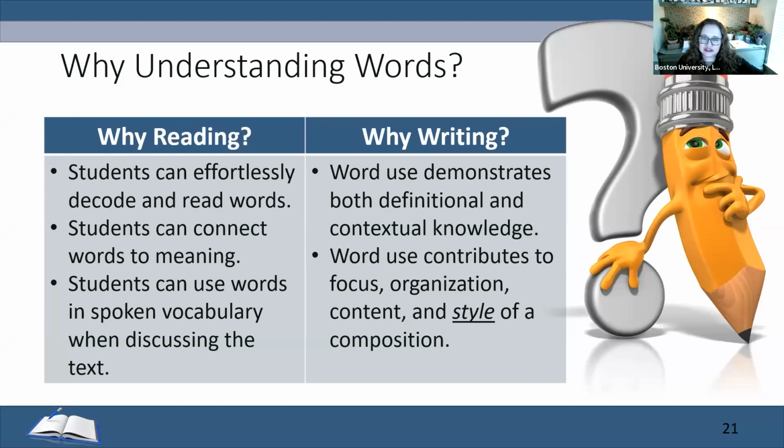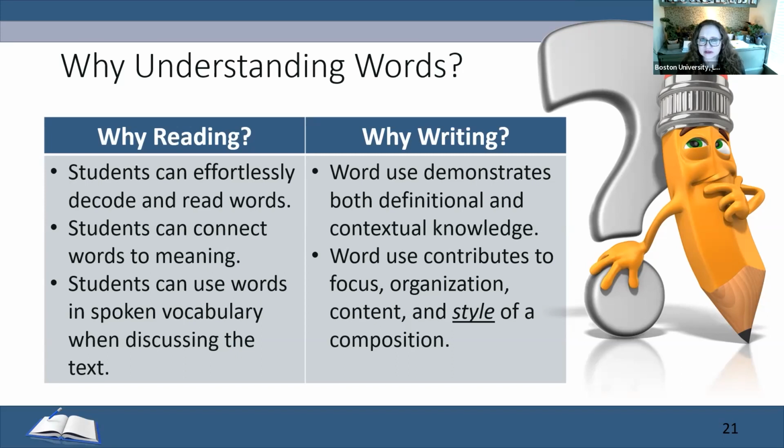Big idea, I want to connect. You can't have reading at the secondary writing level without writing. And this is why when we want students to read words, we want them to effortlessly decode and be able to identify what those words are, connect them to meaning, use those words in spoken language. But word use in writing is equally important, because word use in writing demonstrates, do I have a definitional and contextual knowledge of that word and what that conveys? Also, don't take for granted how word use can impact an essay and how we read and interpret its meaning.